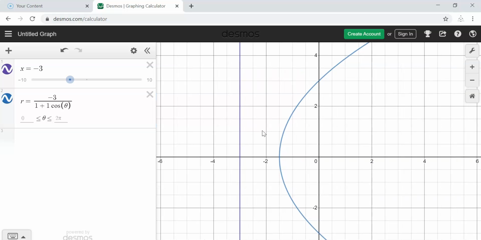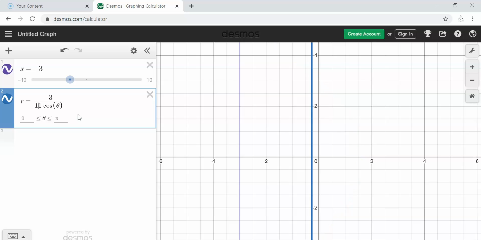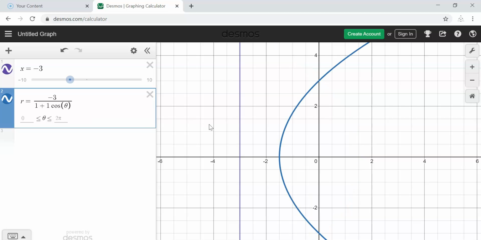By the way, if you put in the wrong value, if instead of a plus you did a minus, then it's going to be pointed the wrong way, and you're going to see that clearly when you graph. So it's always good practice to check your work and see that you actually did get the graph that you were looking for.